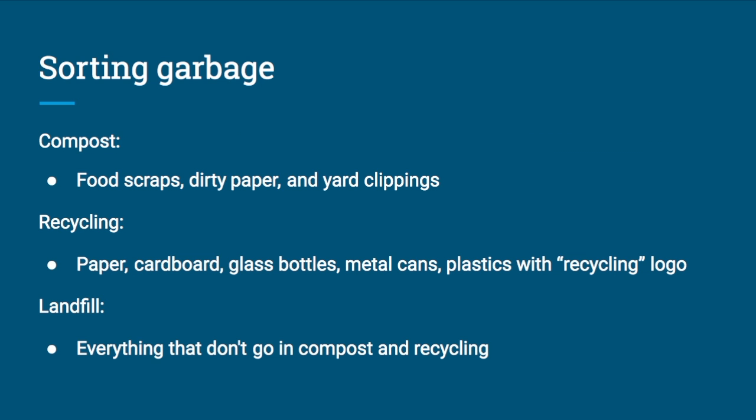So for the next slide, I was explaining how to properly sort your garbage. First would be compost, next would be recycling and landfill. For compost, you put food scraps, dirty papers, and yard clippings. Recycling, you put clean paper, cardboard, glass bottles, metal cans, plastics with the recycling logo on them. And finally, for landfill, you would do everything that doesn't go in the compost or recycling.